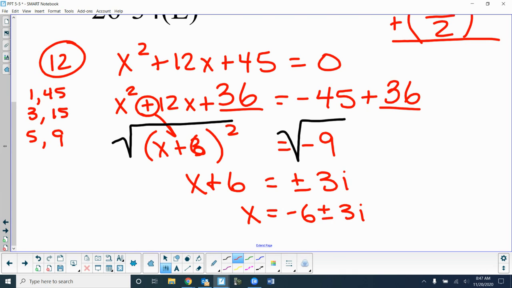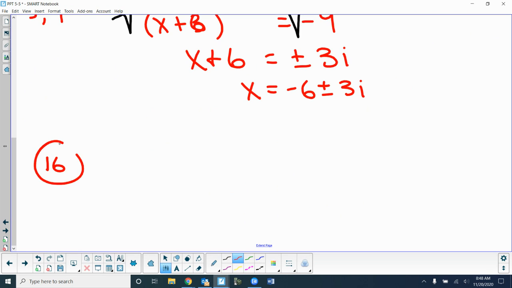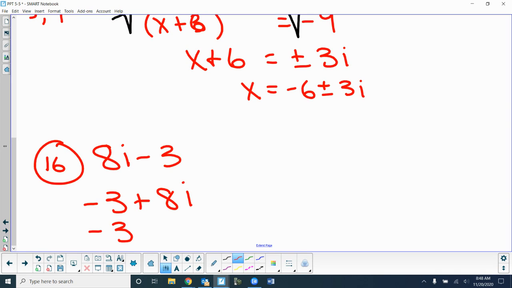I got 18i plus 30. Number 16? Yeah. I should take a negative and turn it into one. But it's 8i, not 18i. Oh, so it's in the wrong order, though. It's 8i minus 3, right? Yes. So that's negative 3 plus 8i in the right order. So what's the conjugate? Negative 3 minus 8i. Okay?